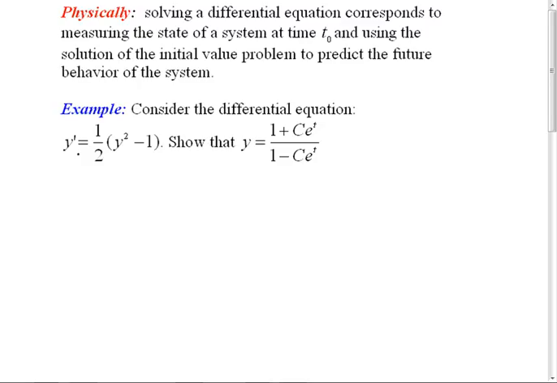And then what we're going to do in this chapter is analyze solutions to differential equations. Some can be done algebraically, some can't. We have a couple methods. We have slope fields. Remember slope fields? And then we have another method called Euler, and that's a BC topic. Solving a differential equation corresponds to measuring the state of a system at time t0 and using the solution of the initial value problem to predict future behavior of the system. This is the big idea. I want to predict future behavior of my system, and it's a system that changes in time.